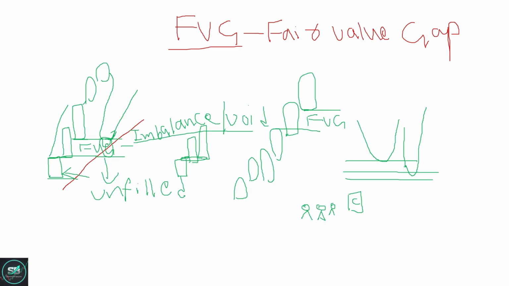I am giving a simple analogy for you to understand the fair value gap. This is a ticket counter. People are standing here in the queue. If a VIP walks in, so let's assume this person is a VIP, he will be able to go straight to the ticket counter.